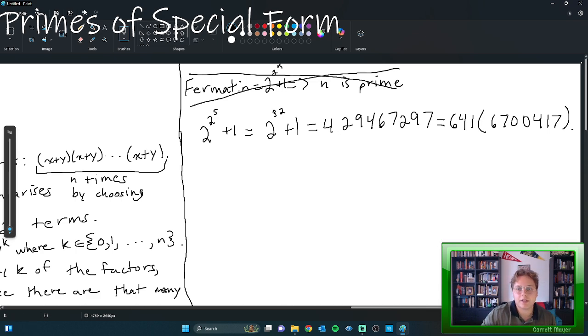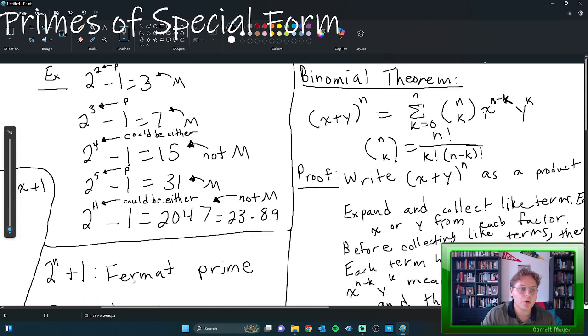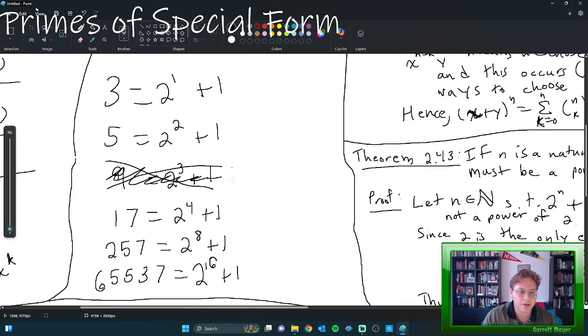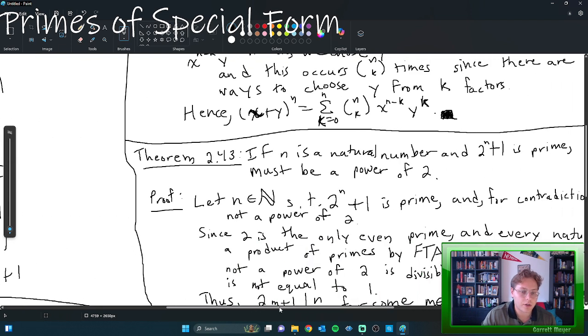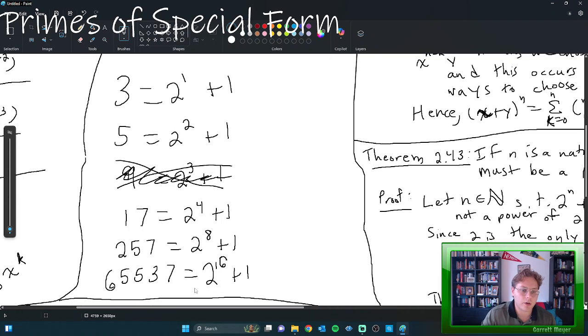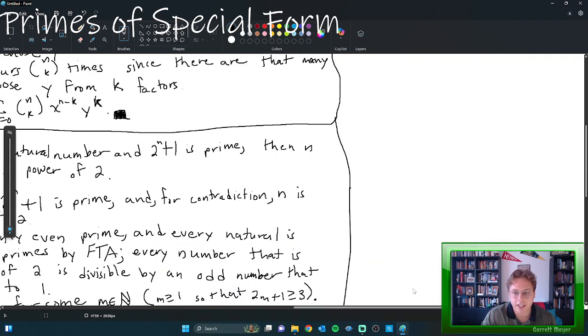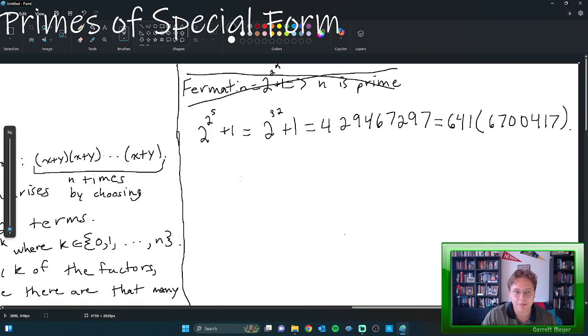In fact, the only Fermat primes that we know of are these 5 numbers: 3, 5, 17, 257, 65,537. We haven't found any others. We don't know if there are no others, by the way. That's an unanswered question that we're going to talk about later. But those are the only ones that we've found so far.